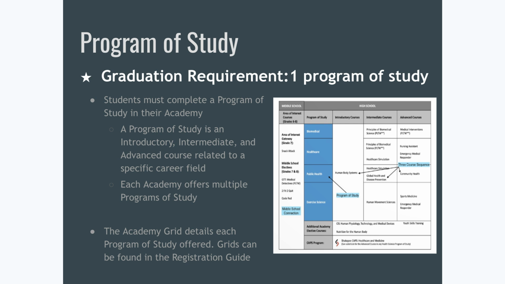Most students can get at least 1 done, but we have seen students get 2, sometimes even 3 done before the end of their senior year. But you have to complete at least 1 program of study within your academy to graduate.